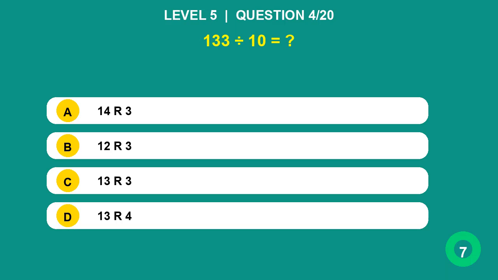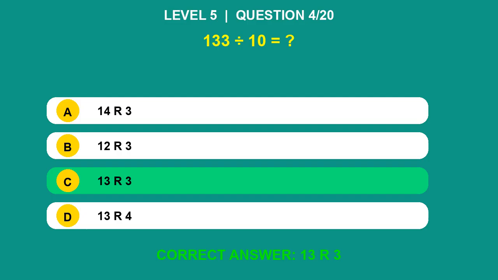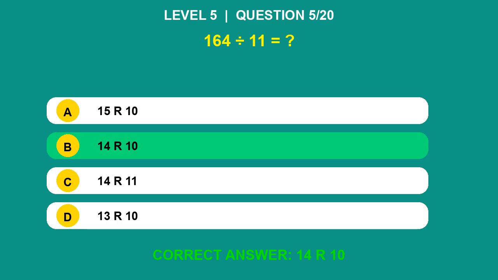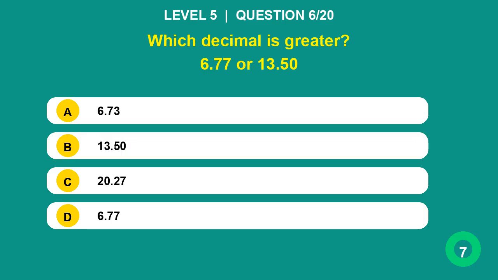133 divided by 10 equals? Answer is 13 or 3. 164 divided by 11 equals? Answer is 14 or 10. Which decimal is greater? 6.77 or 13.50?